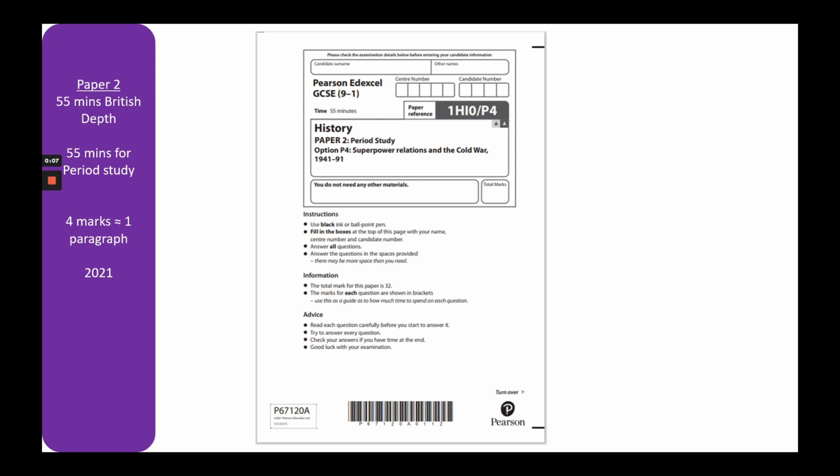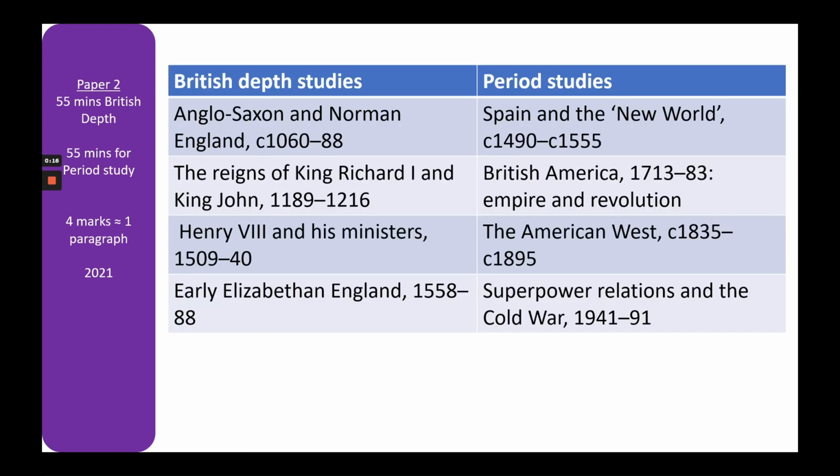So this is a quick tutorial for the GCSE Edexcel Paper 2 period study, and this example is for superpower relations and the Cold War. There are loads of different options that your teachers could have picked. So this exam that I'm going to talk through now is for the period study. There are 4 options shown on the screen here, and the one that I'm going to talk through is superpower relations and the Cold War.